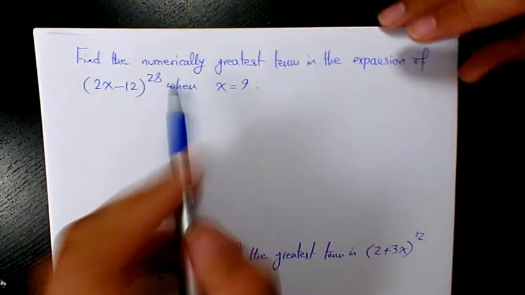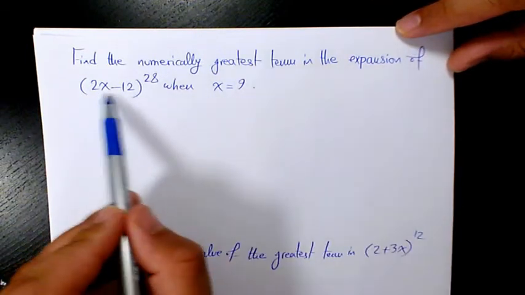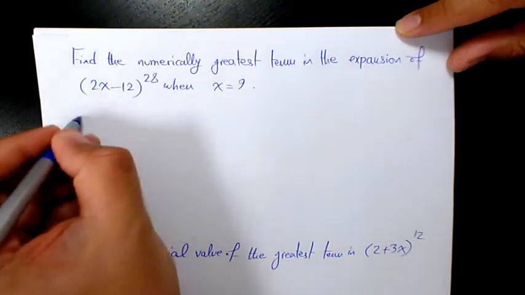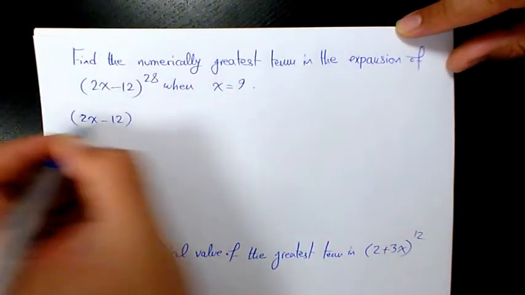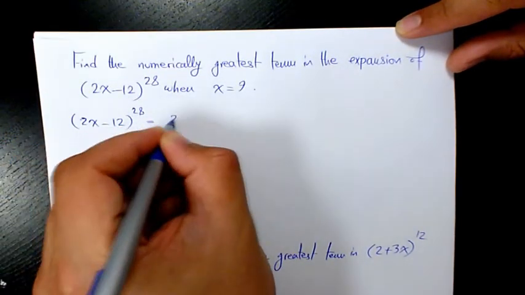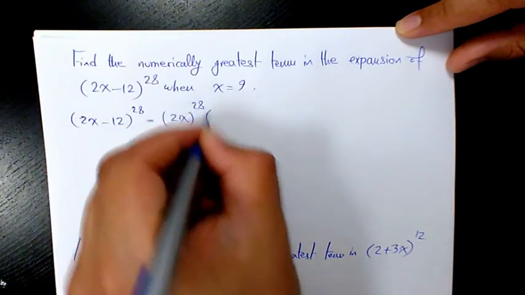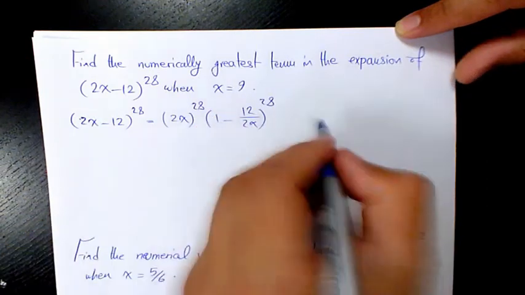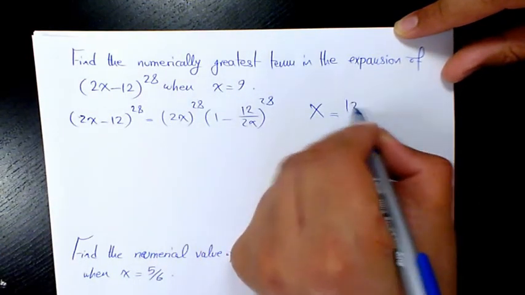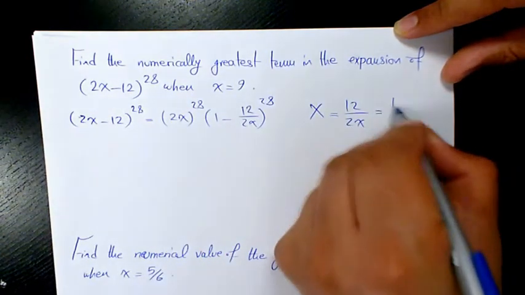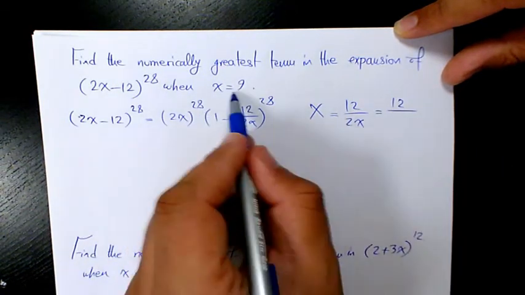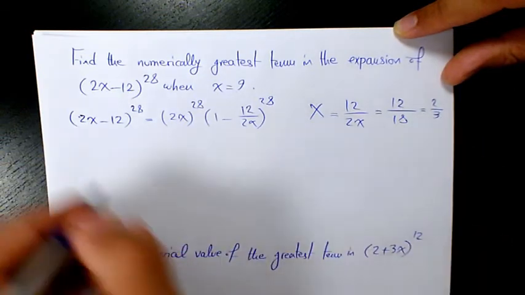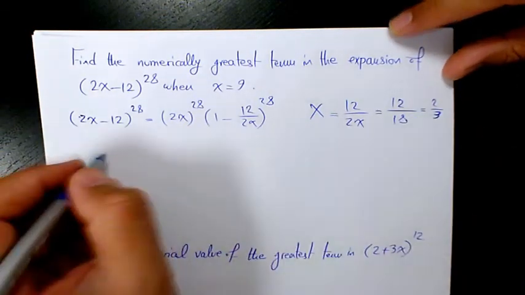Next one. Find the numerically greatest term in the expansion of (2x minus 12) to the power of 28 when x is 9. So (2x minus 12) to the power of 28 is going to be (2x) to the power of 28 times (1 minus 12 divided by 2x) to the power of 28. So capital X is 12 over 2x, which is going to be 12 divided by 18, or that's going to be 2 over 3 when you simplify it.